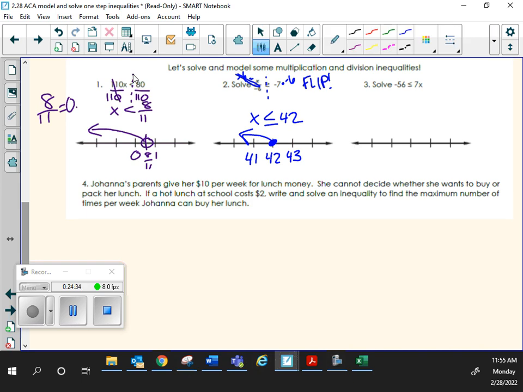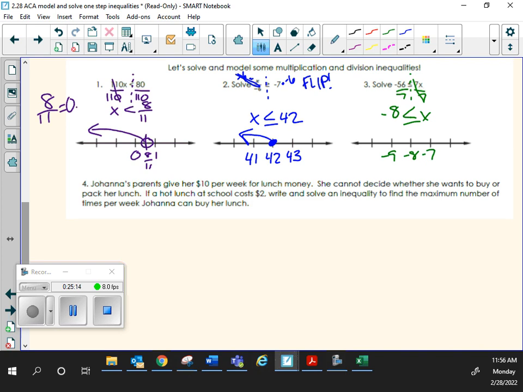Okay, number 3, Jackson, what operation's happening on number 3? I disagree. What, Rory, is happening on number 3? Multiplication. Class, we undo it with division. Okay, divide by 7. Do I need a flip on this one? No. Just because there's a negative doesn't mean I'm flipping. I only flip if I multiply or divide by a negative. I'm dividing by a positive number. So this is going to be x. I leave that sign. And then when I divide, I get -8.